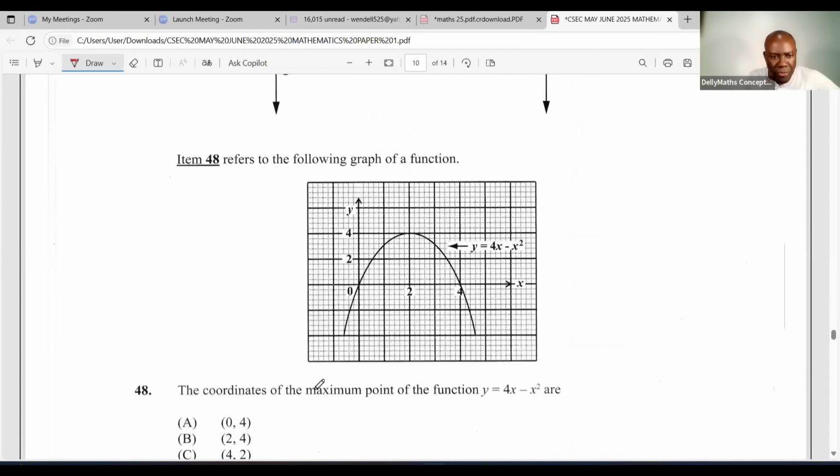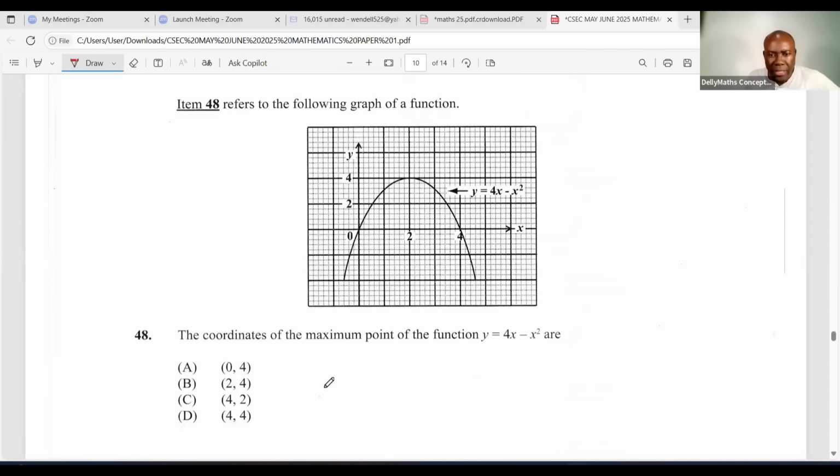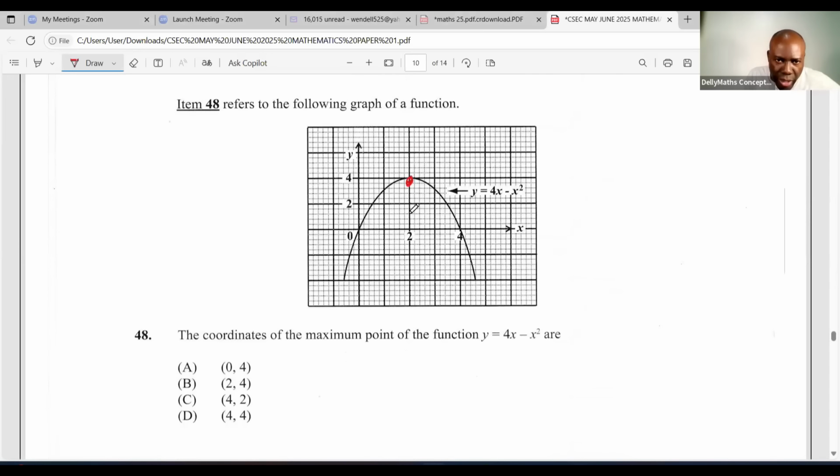So 48, this one is a repeat. It asks for the coordinate of the maximum point. The maximum point, this is a repeat, is right here. It's where 2 meets 4. Make sure you put the 2 before the 4. This is the answer at B.